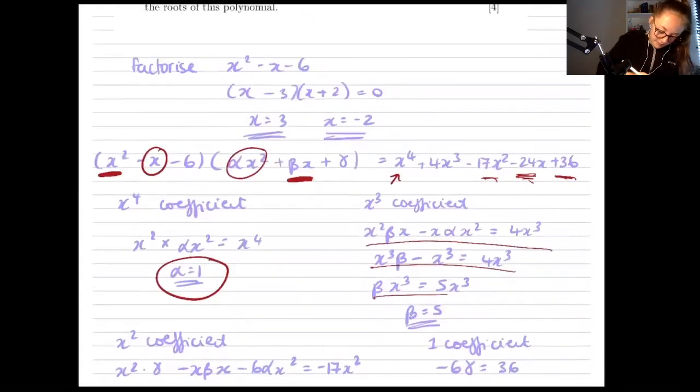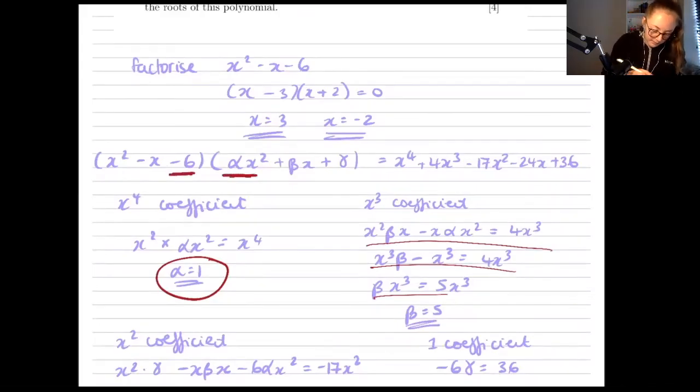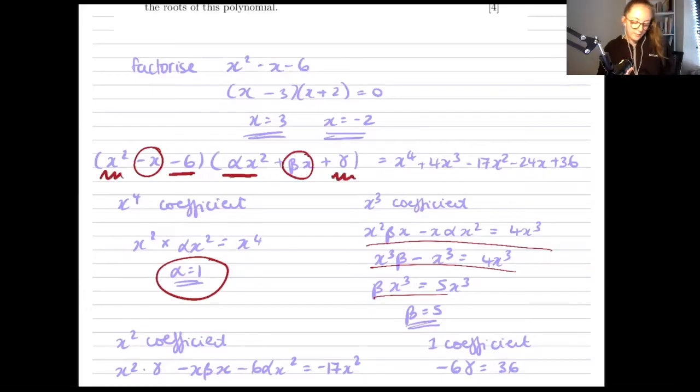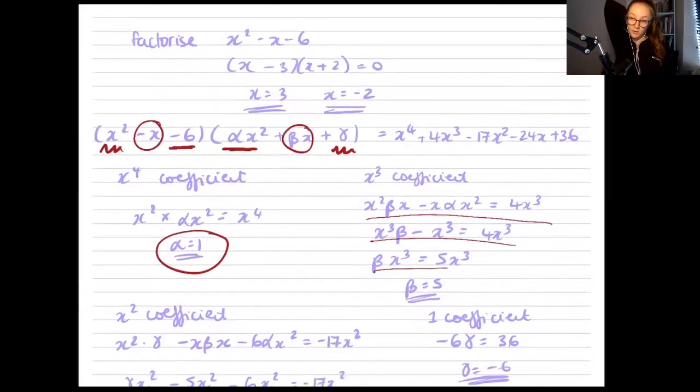So for the x squared, we need to look at what combinations will make an x squared. This minus 6 and this alpha x squared will, this minus x and beta x will, and then this x squared and this gamma will. So you can see we have quite a few things to plug into the equation this time, so it's definitely easier to just look at the x naught coefficient here.